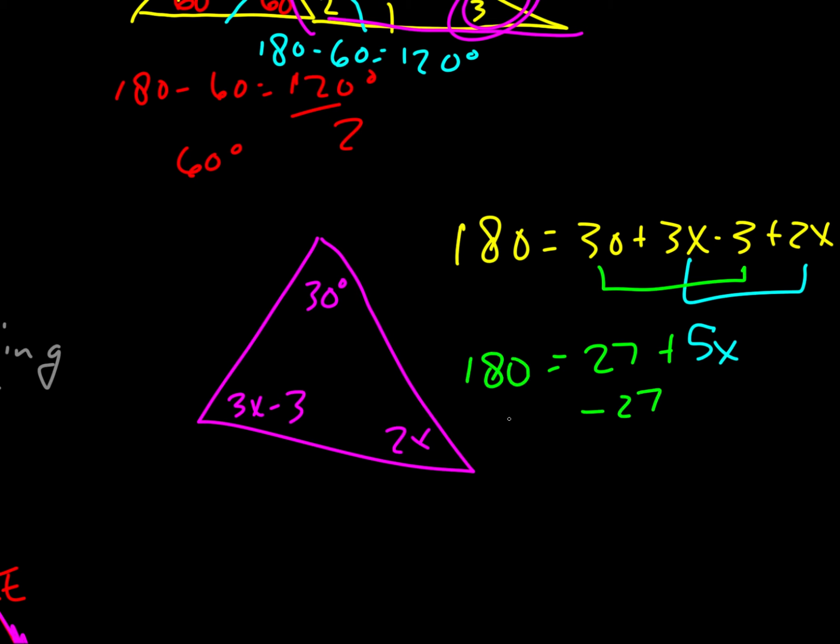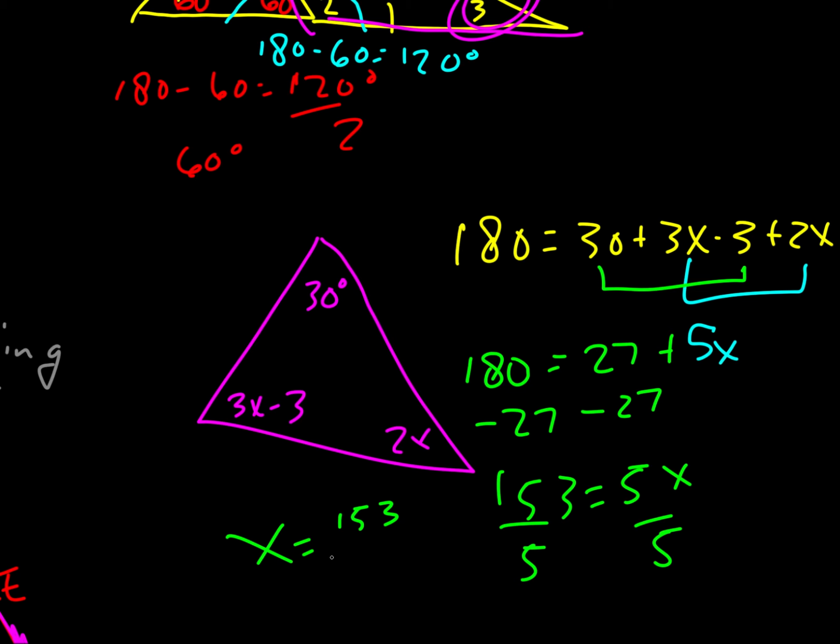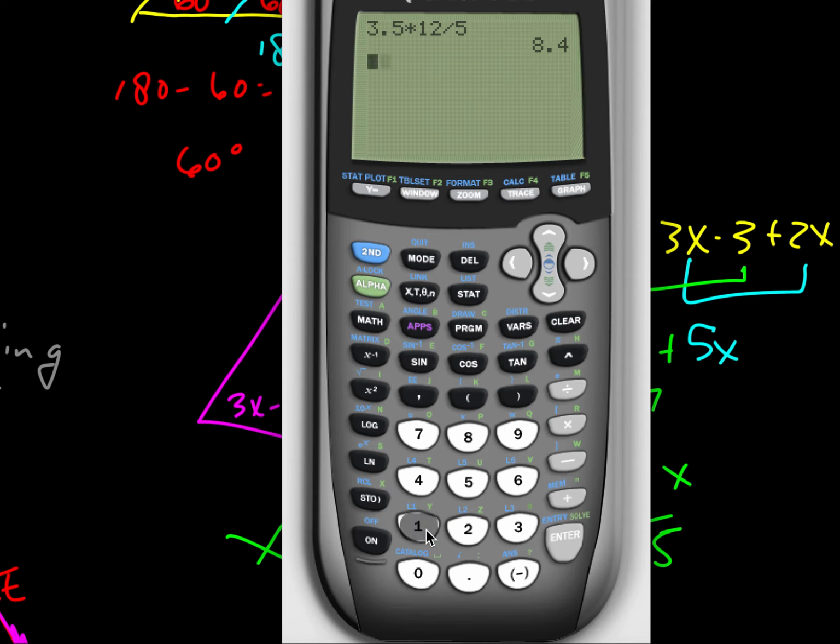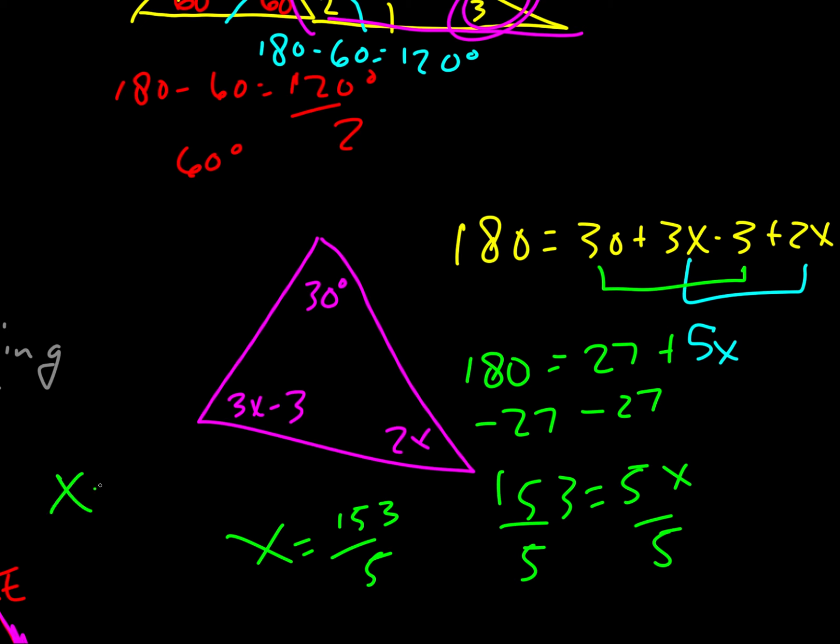So we subtract 27 from both sides. So 180 minus 27 is 153, so 153 equals 5x. Divide by 5, divide by 5. And so x is equal to 153 fifths. If we want to change that into a decimal, we get 30.6. Okay.